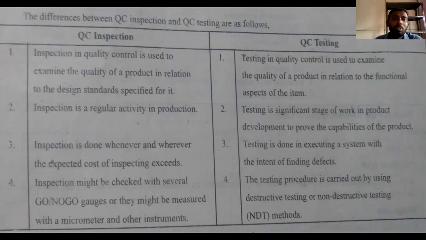So the second point is that inspection is a regular activity in production. Testing is a significant stage of the work in product development to improve the capability of the product. So testing is nothing but improving the capability of the product.